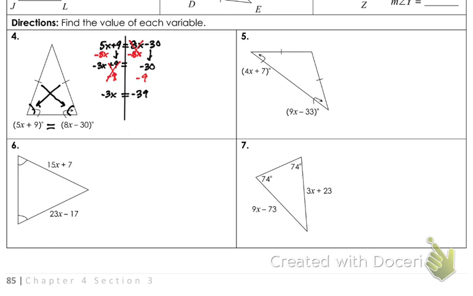Then to get rid of the thing right in front of the x, we're going to use division. Make sure you divide by a negative 3 so that I have a positive 1. Divide by a negative 3, and we just come up with x equals a positive 13.